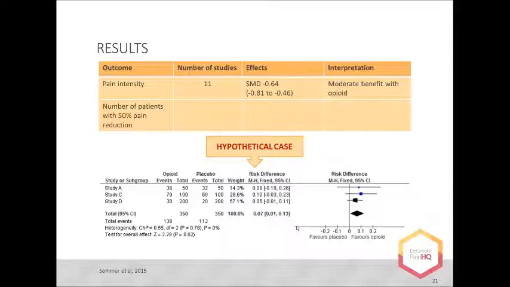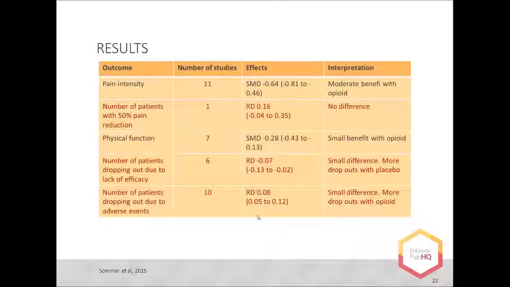And people pay a lot of attention when you get a statistically significant result, but it can be a statistically significant result of a very small difference. So let's see what we found. There was only one study that looked at the number of patients with 50% pain reduction, and the risk difference was only 16%, and it was not significant.